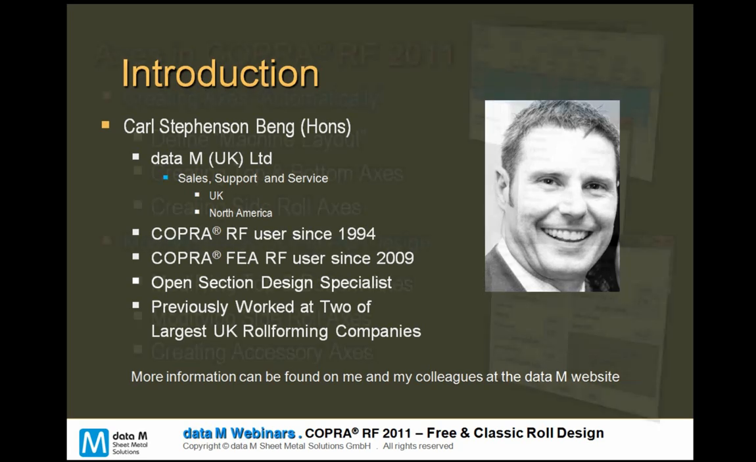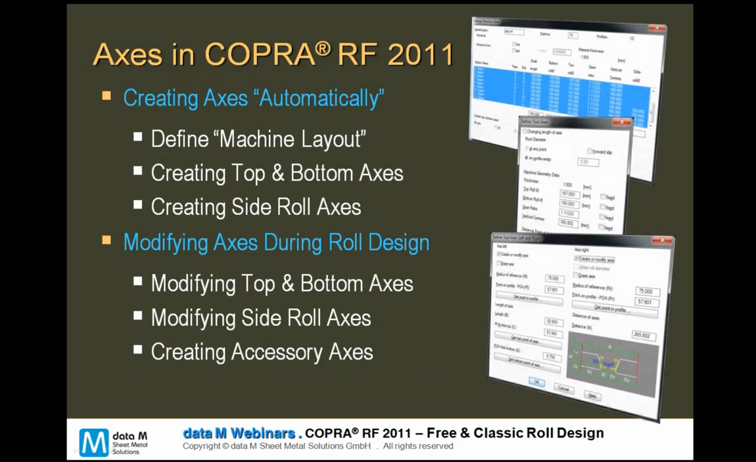Let us move on to today's topic. First of all, we will be creating some axes in Copra RF 2011. We will be creating axes automatically, where we will define our initial machine layout and create some top and bottom axes and our side roll axes. Following this, we'll look at modifying these axes during roll design: increasing and decreasing top and bottom roll axes diameters, modifying the side roll, and then creating some accessory axes.